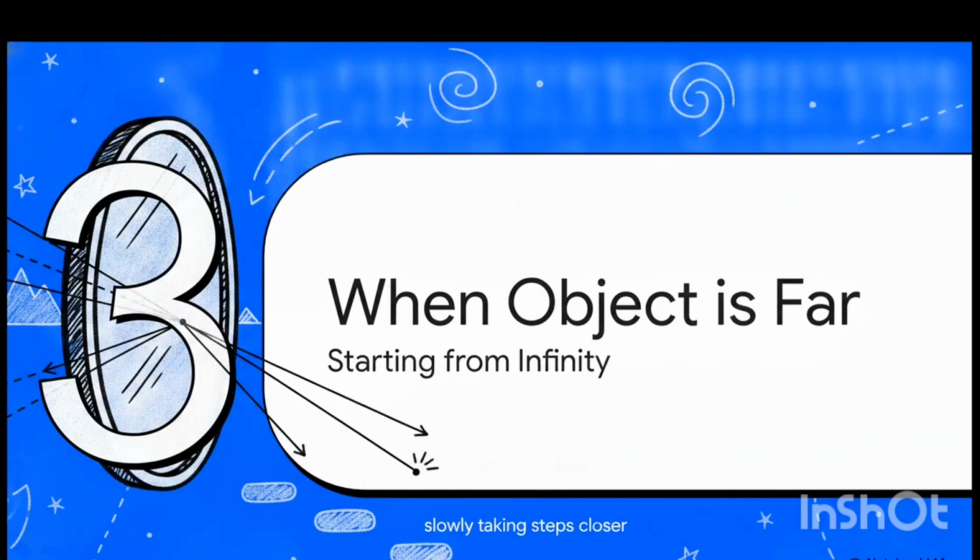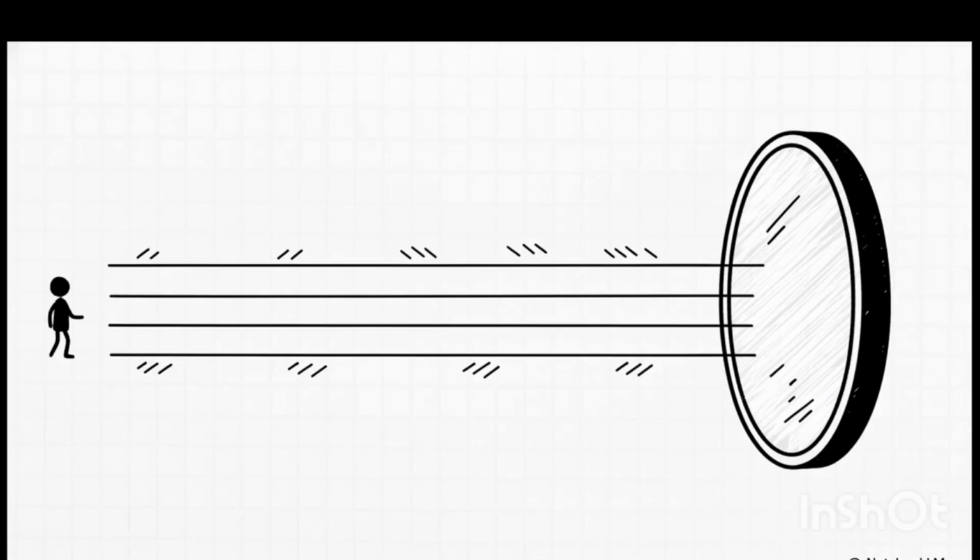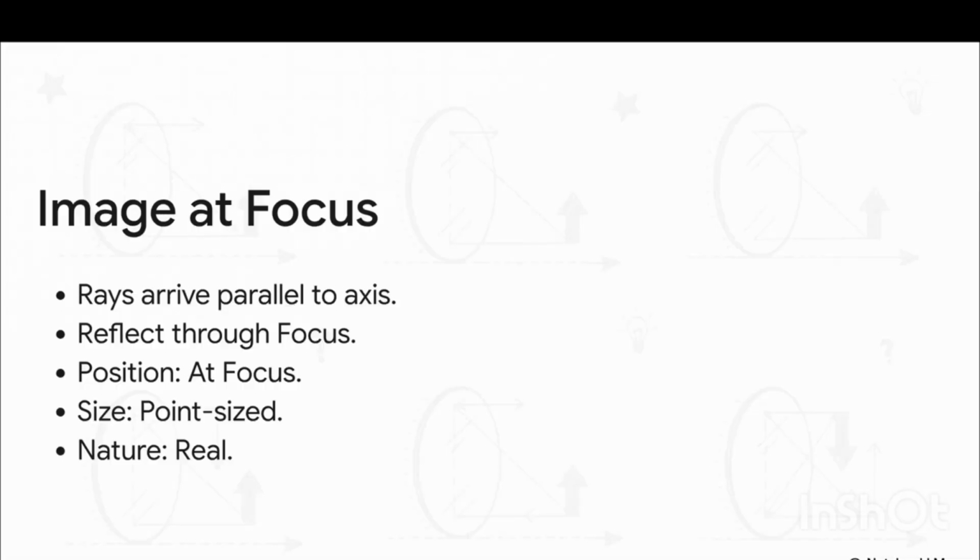Section 3, when the object is far. Let's start with case 1, object placed at infinity. We're going to begin our spatial journey by placing our person incredibly far away from the mirror. I want you to imagine what happens to light rays when they travel from an infinite distance toward our concave mirror. Because the object is infinitely far away, all the light rays arrive perfectly parallel to the principal axis.